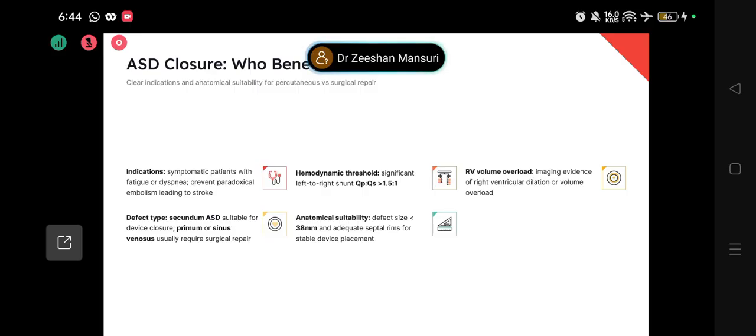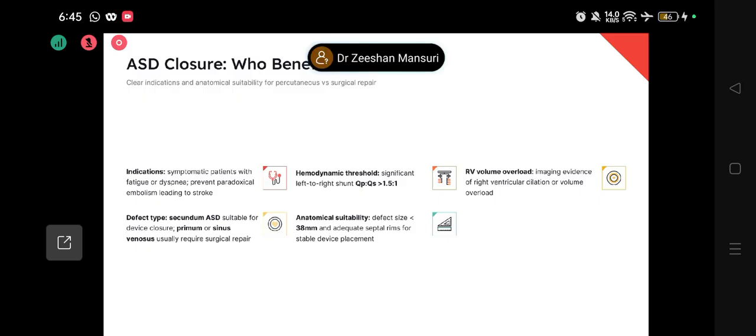The only thing when you have to put a larger device, you need to look at the left atrial disc and right atrial disc. If you put in a device of 44, the left atrial disc is going to be 54 or sometimes even more than that. So your left atrium should be roomy enough to accommodate that large left atrial disc, and the rims should be adequate.